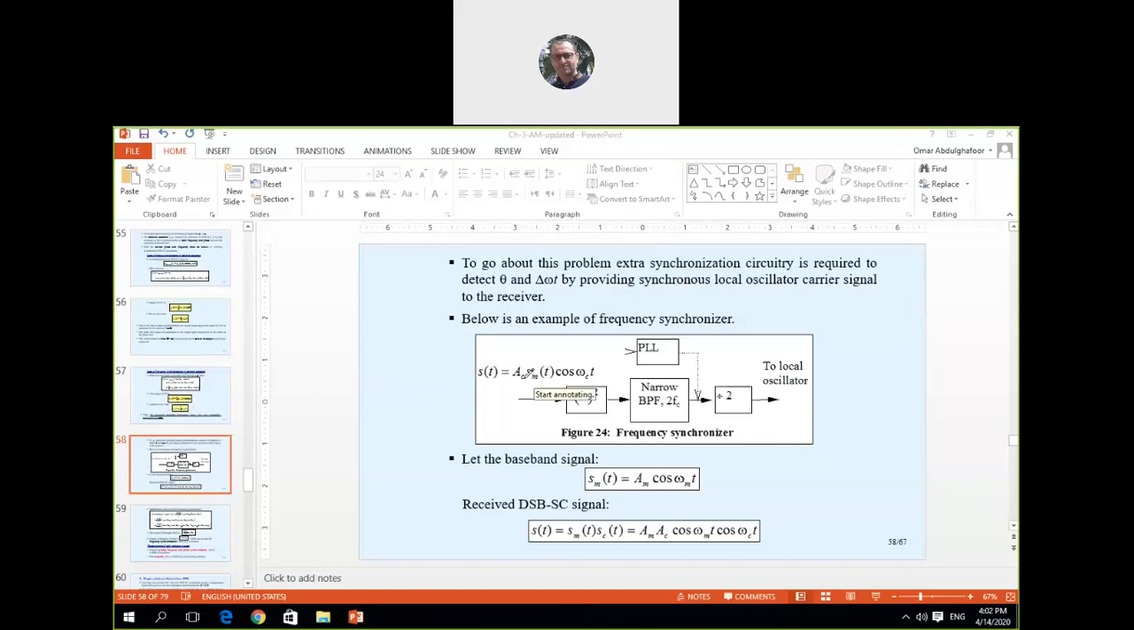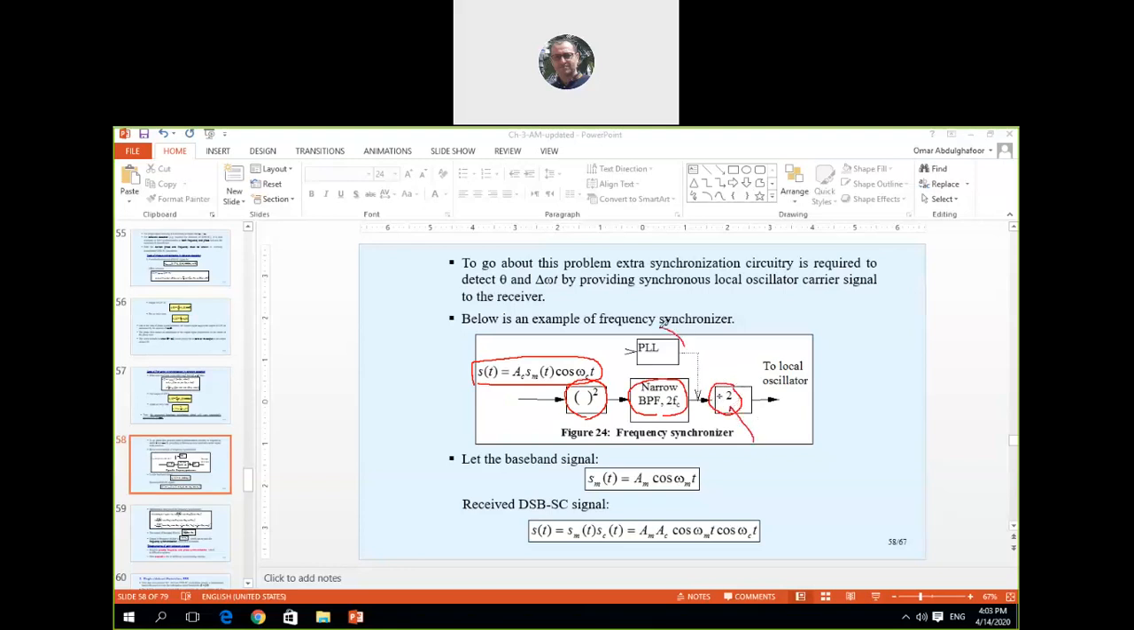Okay, so this is the block diagram. Here we have the double sideband suppressed carrier signal. Here we have a nonlinear device, similar to the device that we used in double sideband large carrier, and here we have a narrow band pass filter, and then a frequency divider. We will see after we derive why it's divided by 2.